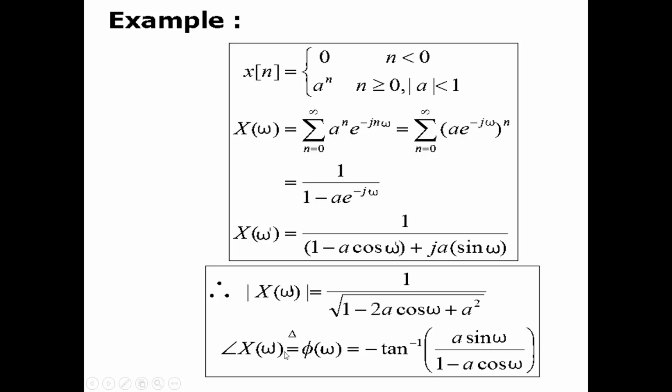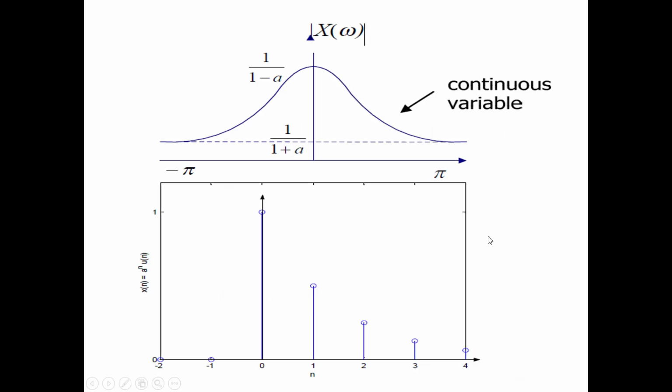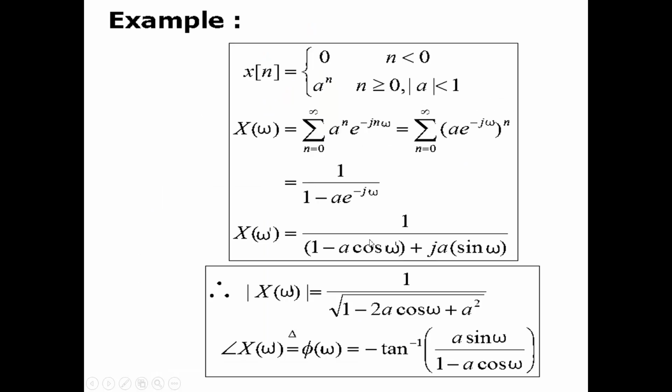And if you take the phase part of this frequency response, which is a complex value, it will be minus tan inverse of a sin omega over 1 minus a cos omega. So there you can easily calculate these things. Now the magnitude response is given by 1 over the square root of 1 minus 2a cos omega plus a square.